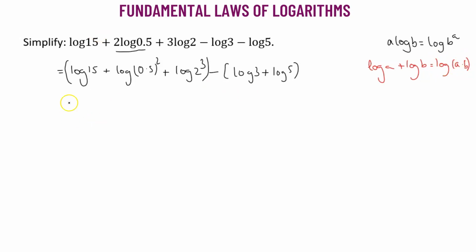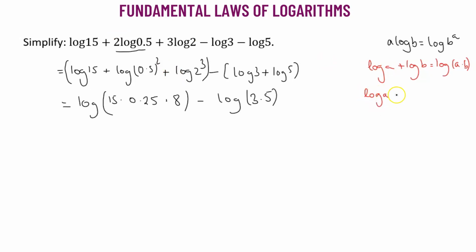Fine. This gives us log of 15 times 0.5 squared, so that's 0.25, multiplied by 2 cubed, so 2 cubed is 8, minus log of 3 multiplied by 5. Now, we will use another property of logarithm to combine these two terms. So that property will be, if we have log of a minus log of b, that is simply the log of a over b. Fine.